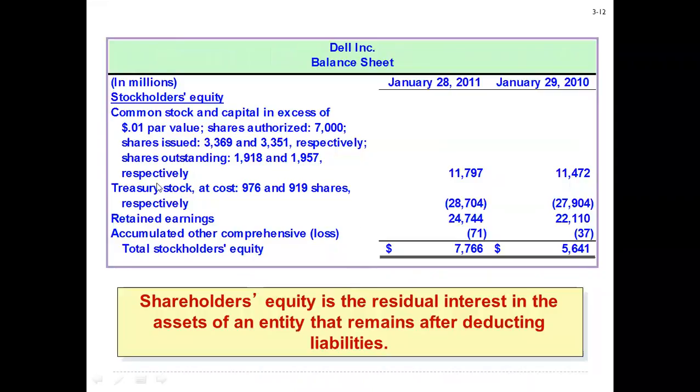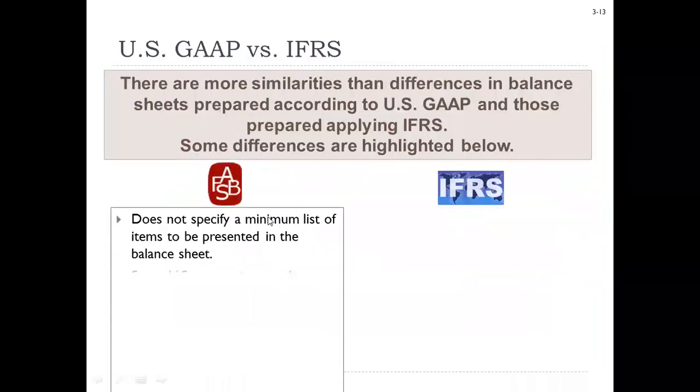So here's the balance sheet section related to stockholders' equity, or owner's equity, it's sometimes called. But it's called stockholders' equity for corporations because corporations issue stock. And again, we'll see the details of stockholders' equity in a subsequent chapter. Okay.